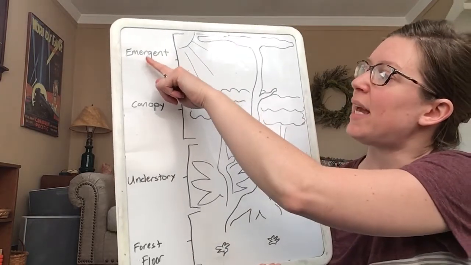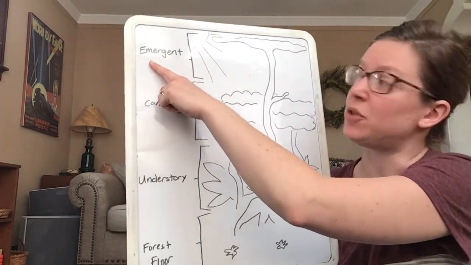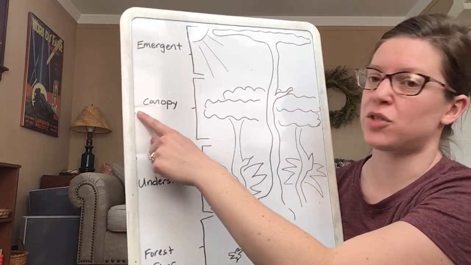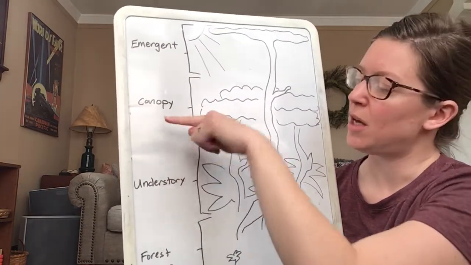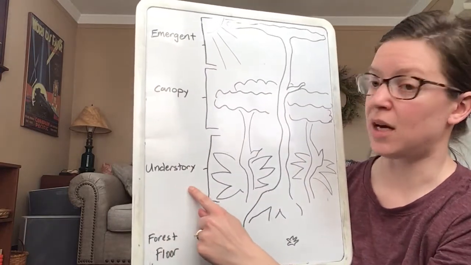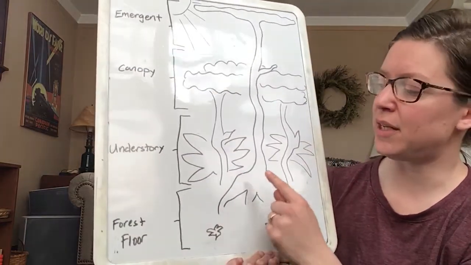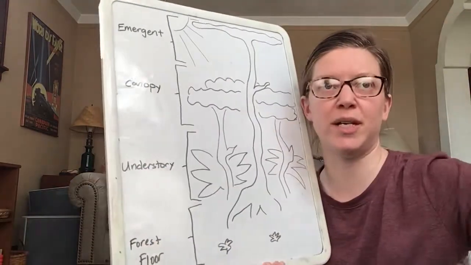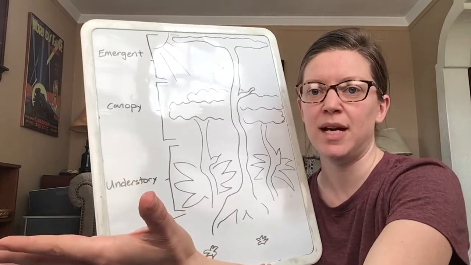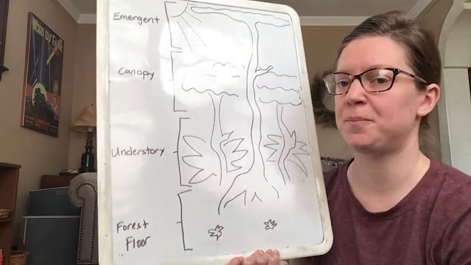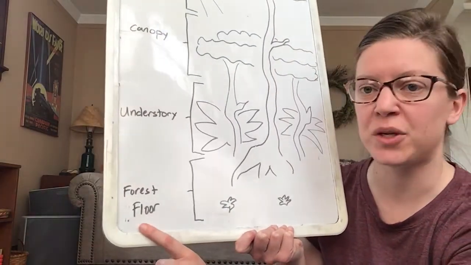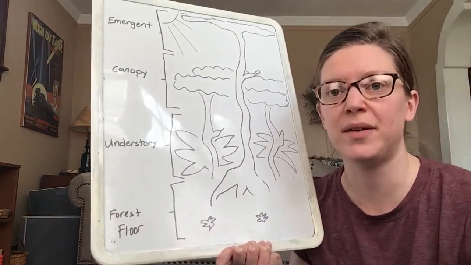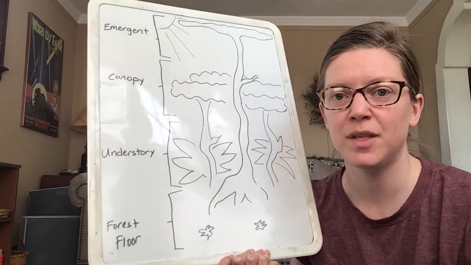You just heard me say that the top layer is called the emergent layer, but that sunlight is still filtering down to the next layer, which is called the canopy. Below that is the area called the understory. And if you look down here, the plants in the understory usually have big, broad leaves because they're trying to spread out as much as possible to get sunlight to do photosynthesis. And then down at the bottom is the forest floor. There's not as many plants living down on the forest floor because very little sunlight reaches down there.